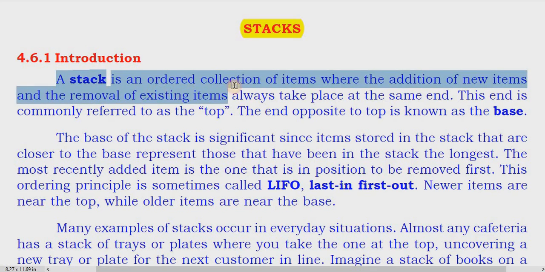So stack is an ordered collection of items where the addition of new items and removal of existing items always take place at the same end. Means stack is a collection of data items, a group of data elements. But in this data structure, data is added and removed from one end only. Means data is added from one end and removed from the same end.